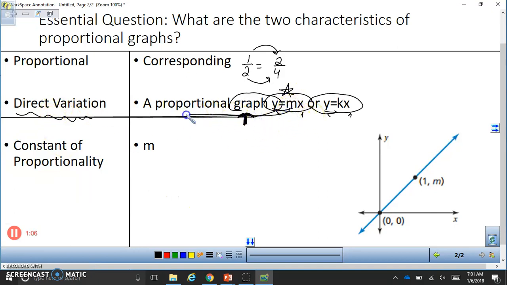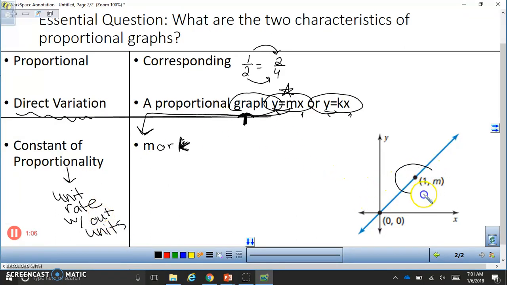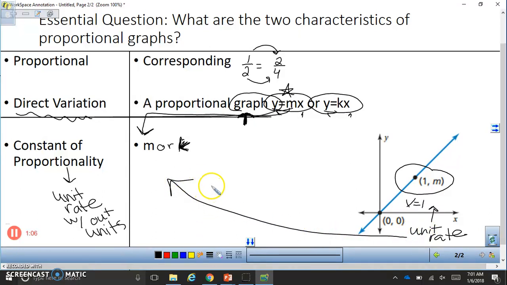M stands for this constant of proportionality, m or k. Constant of proportionality. And last year you learned that the constant of proportionality was the unit rate without units. That's what constant of proportionality is. So if you can find out where x is 1, this is where you're going to find your unit rate. And this is going to be called your constant of proportionality, and that's what you're going to plug in for m.